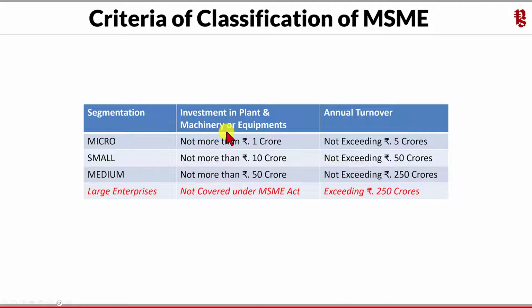For the small segment, the investment in plant and machinery or equipment should not exceed 10 crores and the annual turnover should not exceed 50 crores. In case of medium, the investment in plant and machinery or equipment should not exceed 50 crores and the turnover should not exceed 250 crores. So these segments fall under the MSMED Act. Large enterprises, where turnover exceeds 250 crore per annum, are not covered under the MSME Act.